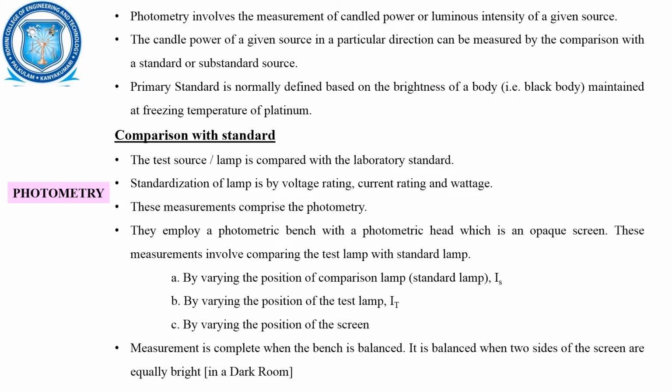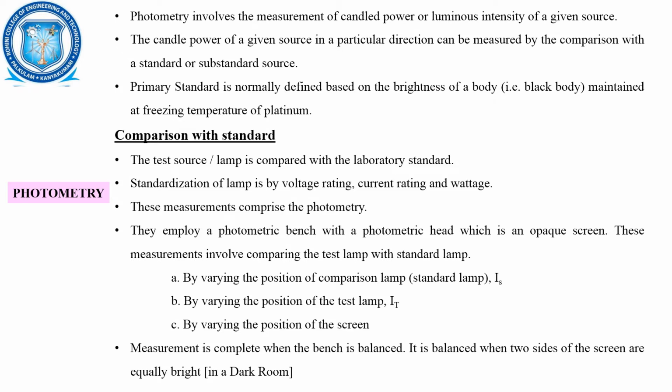The candle power of a given source in a particular direction can be measured by comparison with the standard or substandard source. This is more or less like a benchmarking process. That is, we have a standard source whose intensity is definitely known. With that standard source, we have to compare the source which we are using. Because the illumination level has to be measured, both the illumination levels have to cancel out. This is the main concept we are going to consider.